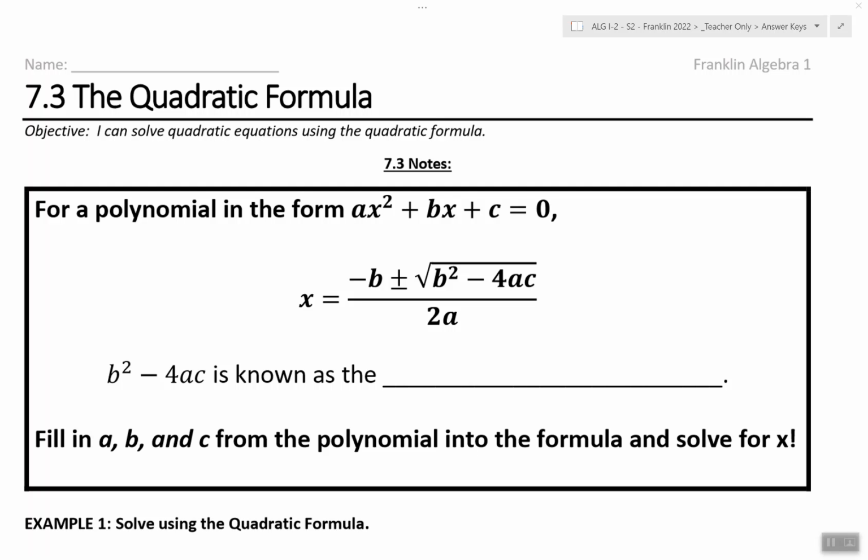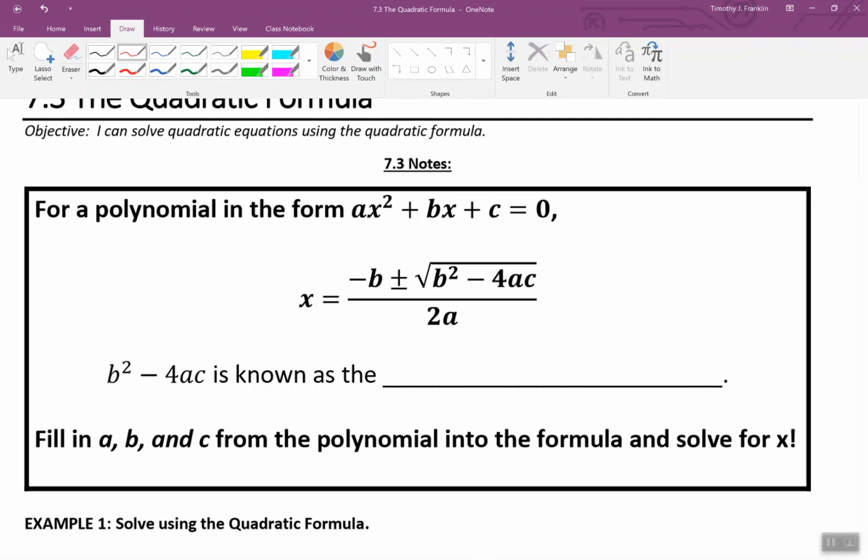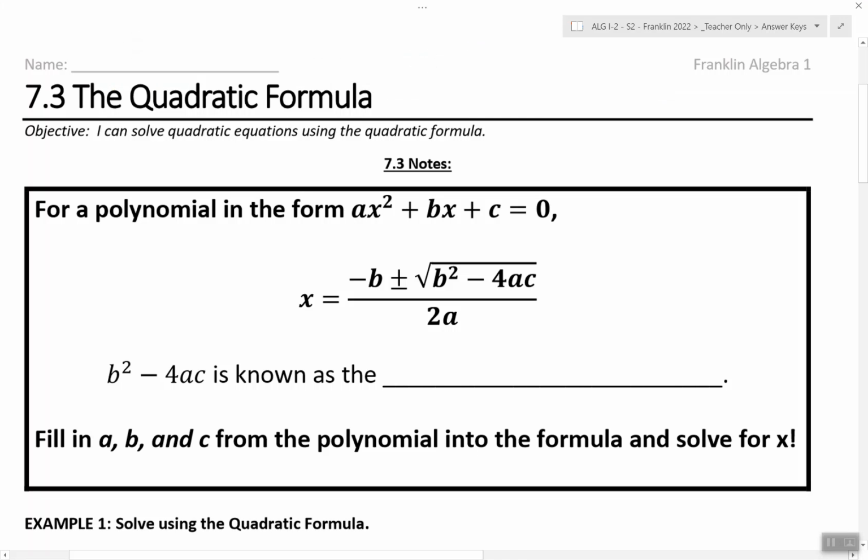In these notes, we're going to be adding one more method for solving quadratic equations. This time we're going to be using a formula. This is a formula called the quadratic formula, and it is a plug-and-play process. Any quadratic equation can be solved using this formula.